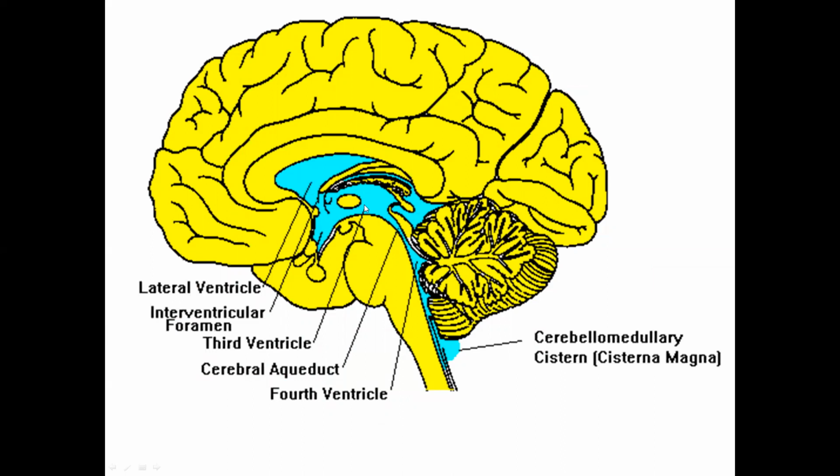The cavity of the diencephalon, that's the third ventricle. This yellow color that you see in the third ventricle is nothing but interthalamic adhesion that passes through the third ventricle, connecting the thalami of both the sides.